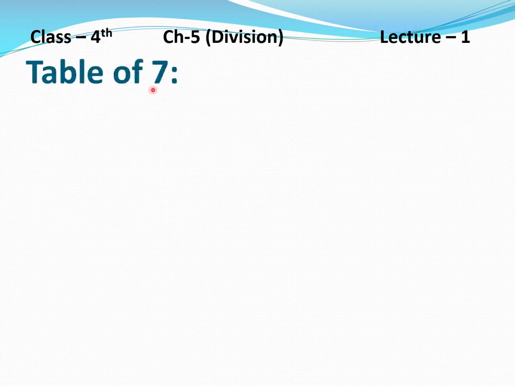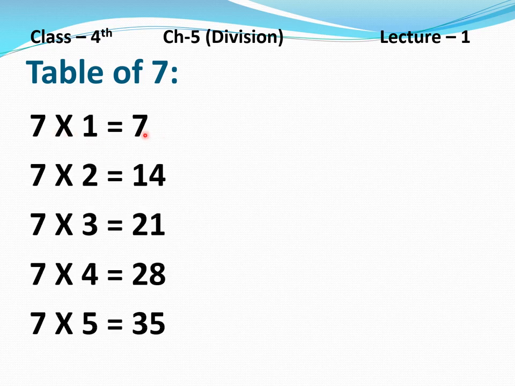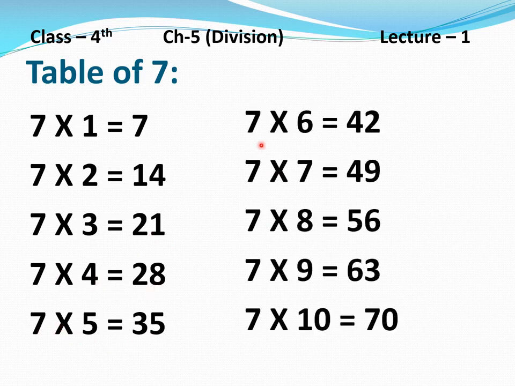Now table of 7. Speak with me. 7 ones are 7, 7 twos are 14, 7 threes are 21, 7 fours are 28, 7 fives are 35, 7 sixes are 42, 7 sevens are 49, 7 eights are 56, 7 nines are 63, 7 tens are 70.